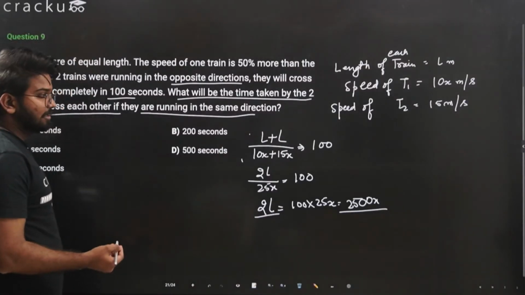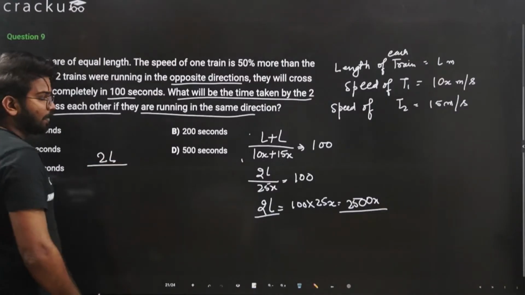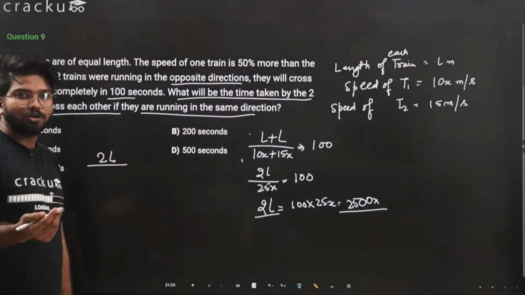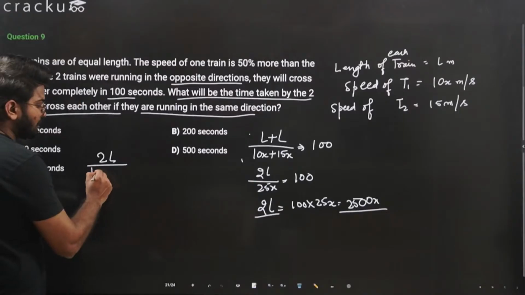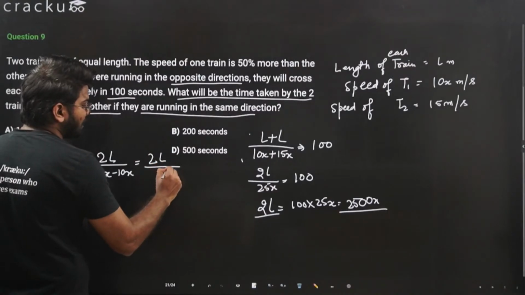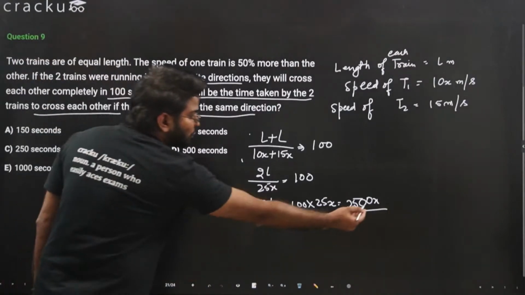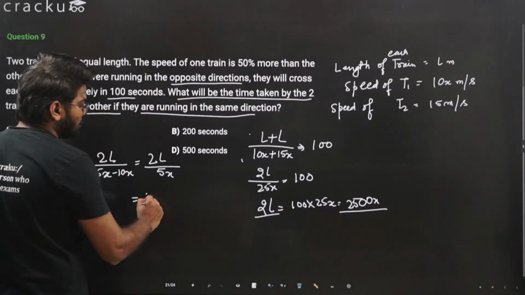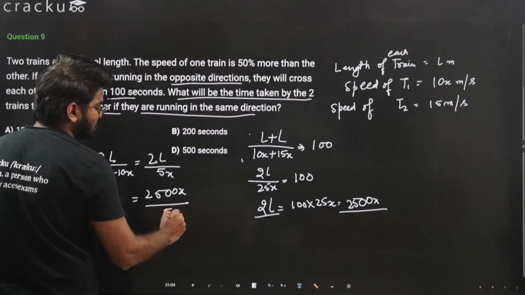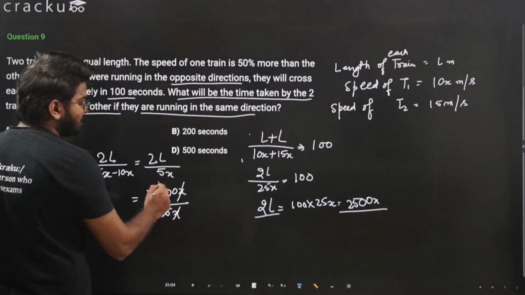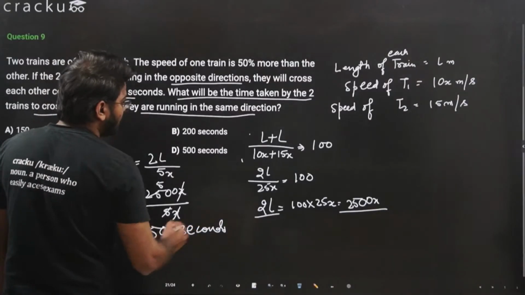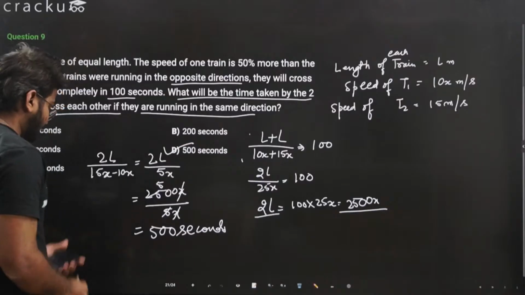We know that the length, that is 2L, divided by the relative speed, that is 15x minus 10x, because in this case the relative speed will be the difference of their speeds. This is equal to 2L divided by 5x. We know that 2L is equal to 2500x. Let's put this 2500x divided by 5x. We can cancel x, and the total time will be 500 seconds. So the answer has to be 500 seconds, which is option D.